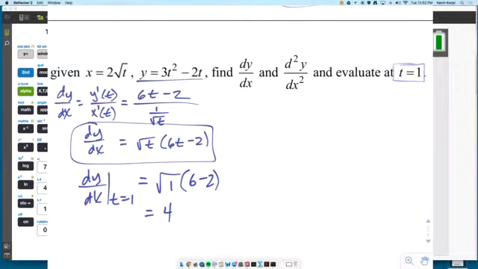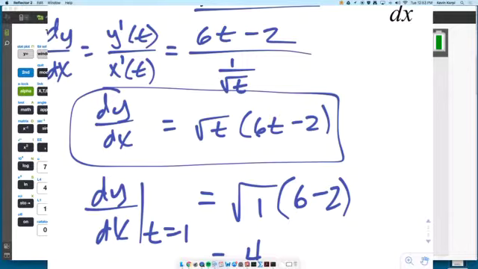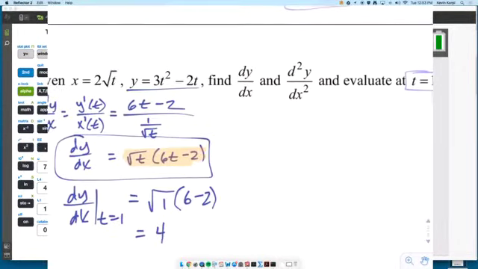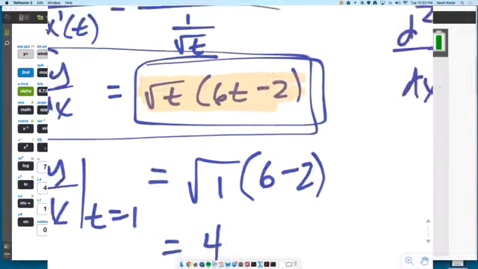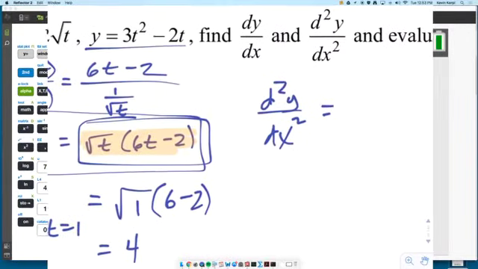Okay, now the second derivative. The second derivative is still going to give us the curvature with respect to x. How are we going to find the second derivative if our first derivative is a function of t? Well, it's going to be the following. The second derivative is going to be the derivative of the first derivative. So how would I take the derivative of this with respect to t? Product rule. Good. So let's go ahead and do that.